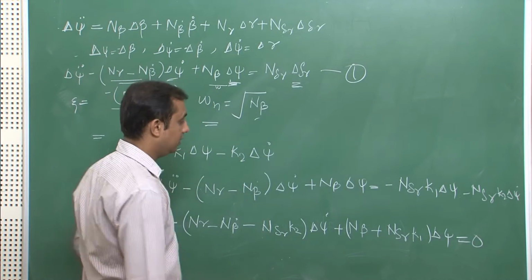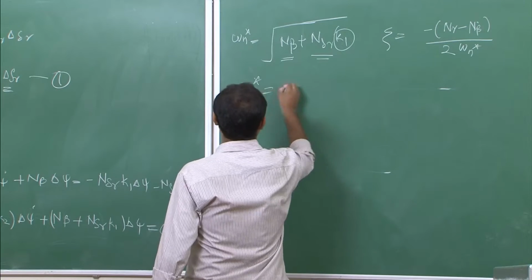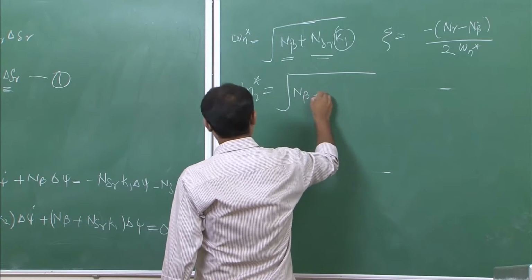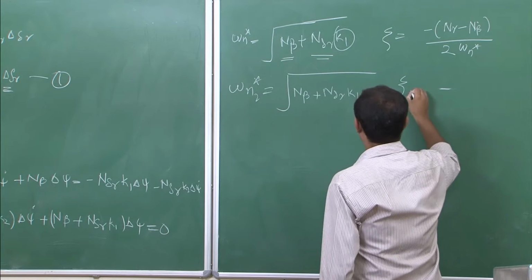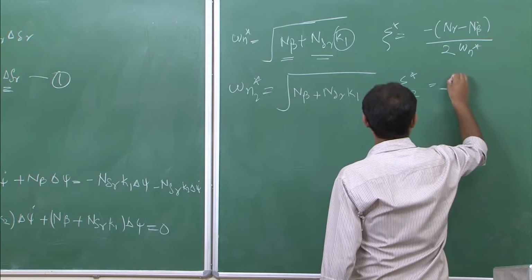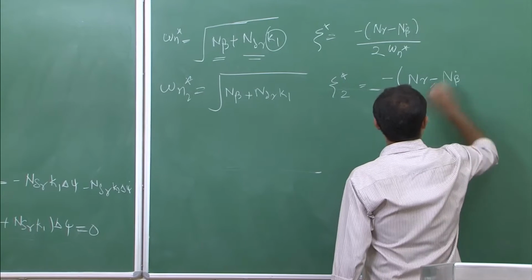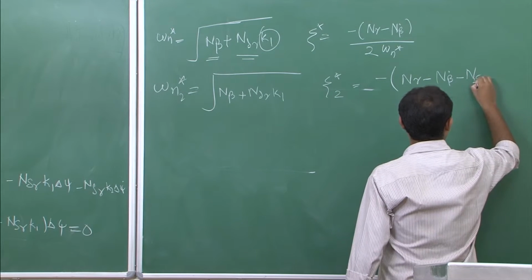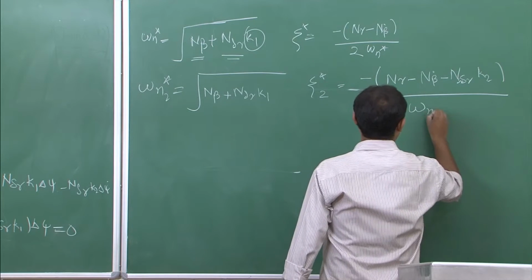Now from this equation you can see the new value of omega n2 star is root over n beta plus n delta r k1, and new value of zeta 2 star equals to minus of (nr minus n beta dot minus n delta r k2) divided by 2 omega n2 star.